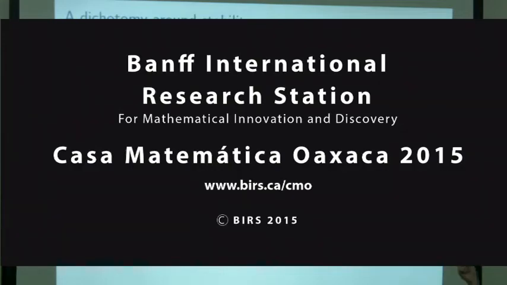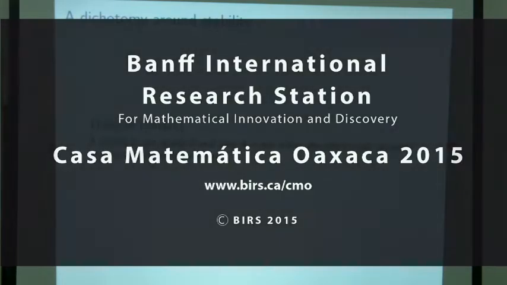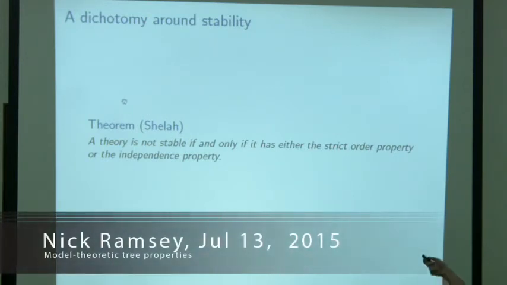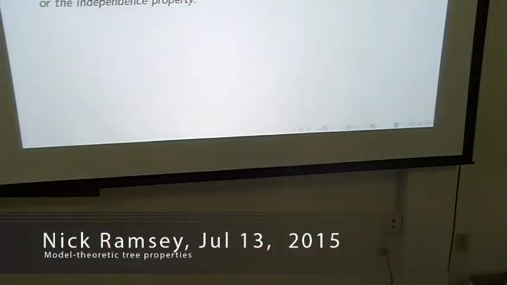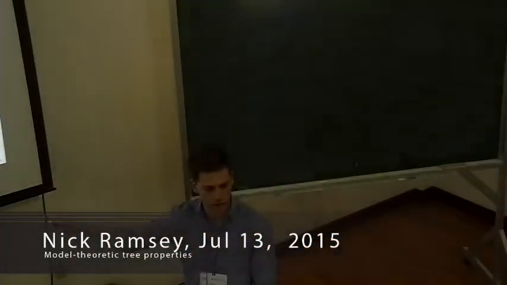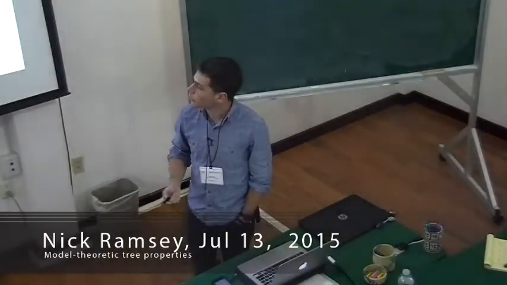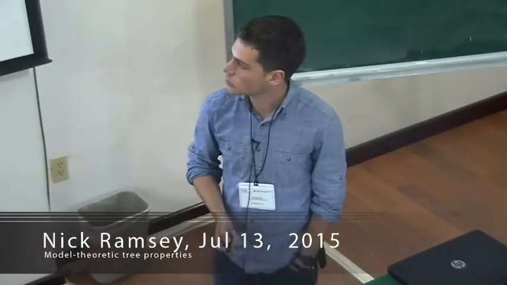If and only if it has the strict order property or the independence property. So you get a dichotomy theorem of the following kind. If you have lots of types, then either you have a family of types which is highly structured in the sense that all the types come from cuts, or it's not structured in the sense that it's completely random. You have the independence property.